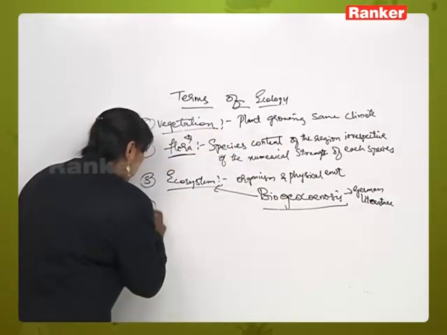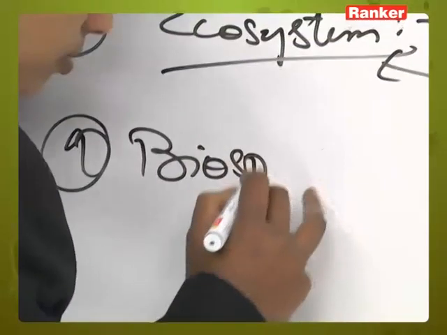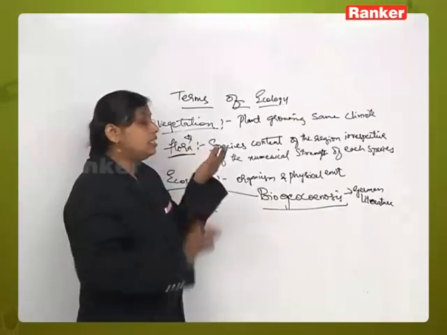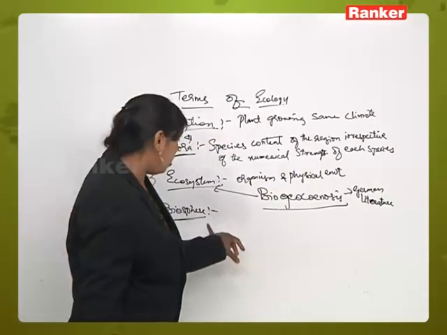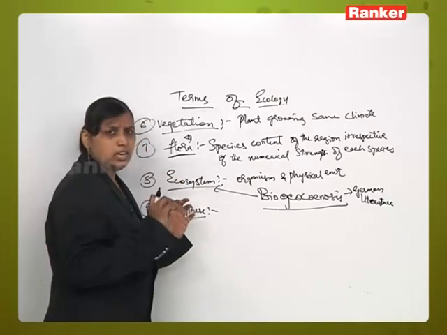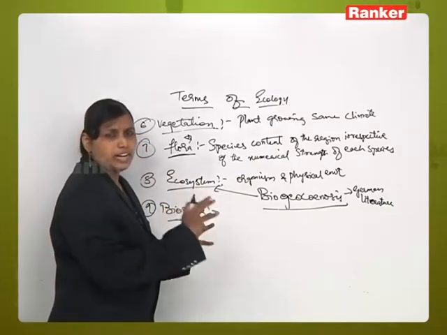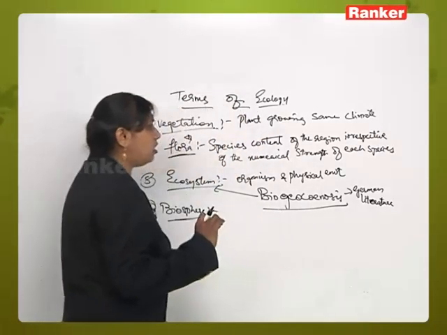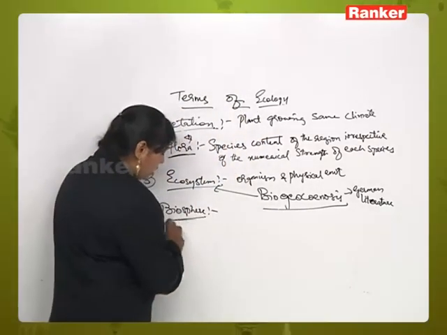Now what is the ninth one? Biosphere. What is biosphere? The biologically inhabited area on the earth is called the biosphere. We can consider the earth as a biosphere or ecosphere where life exists, and the world is called one big biosphere.